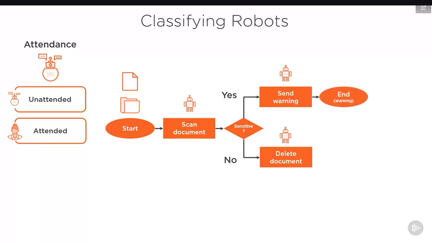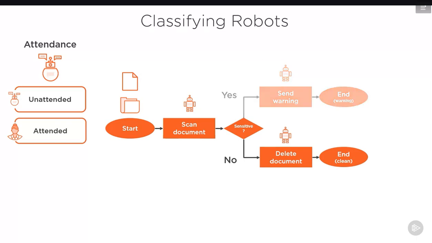Now there are two endings to this process. It either ends in a warning to the user, or it ends cleanly, and there's no action taken by the robot besides deleting the document. Now in this specific process, there is no human intervention. The moment the file ends up in the folder, the robot takes over and it executes everything unattended.